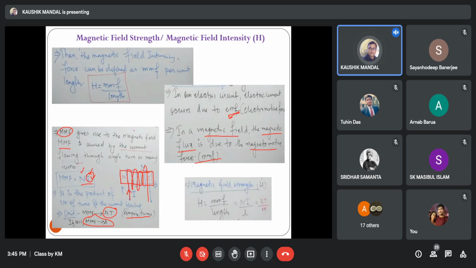So the magnetic field strength is MMF per length. What will be its unit? MMF means the product of N into I. I is ampere, N is the number of turns, and length is in meter. So the unit of magnetic field strength H will be ampere turns per meter.